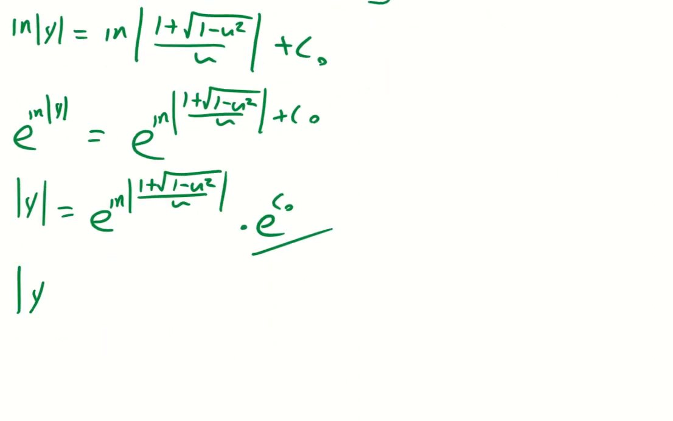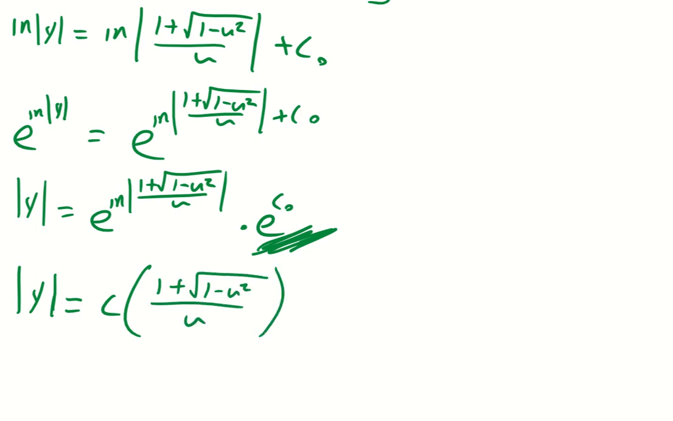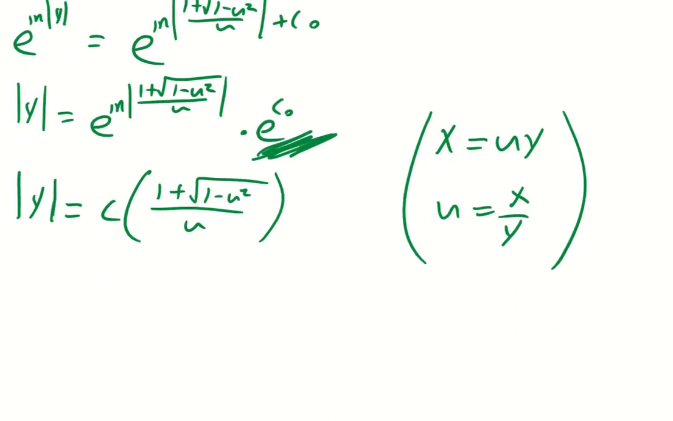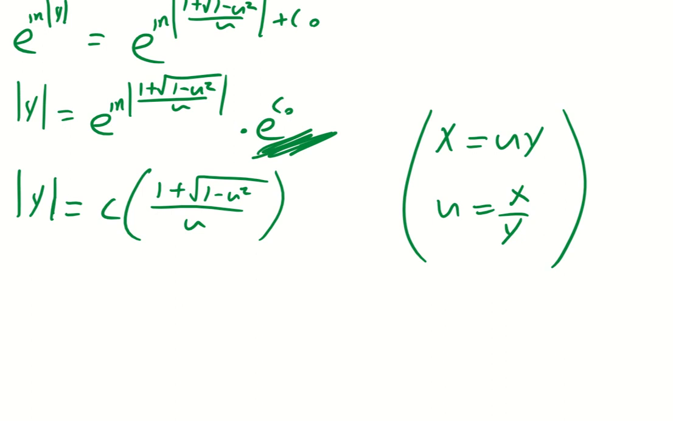So now we have this. So we have c, our arbitrary constant, times the quantity 1 plus the square root of the quantity 1 minus u squared over u. Now note, of course, that x is equal to u times y. That means that u must be x over y. So let's plug that in. And I should have this in absolute values. Sorry.